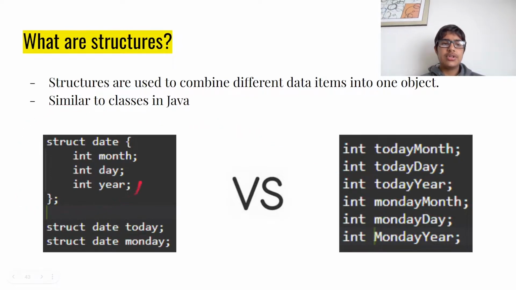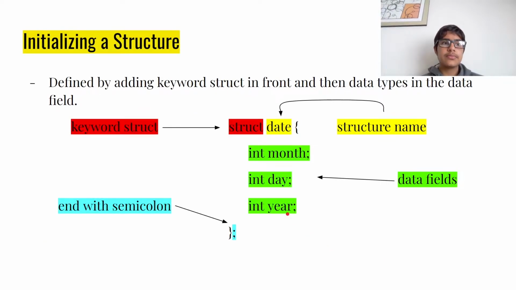You define a structure and you define data fields, and you can call structures today and Monday, or any other name you wish. So this way you can declare a month, day, and year for today and Monday separately. To do this without structures, you would have to declare 6 variables, which would be less efficient and more time consuming. So how do you initialize a structure?